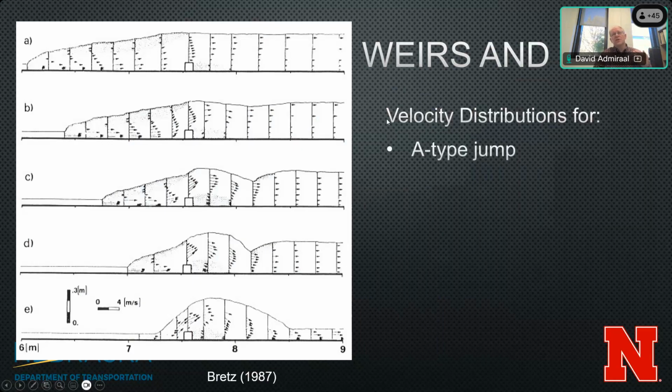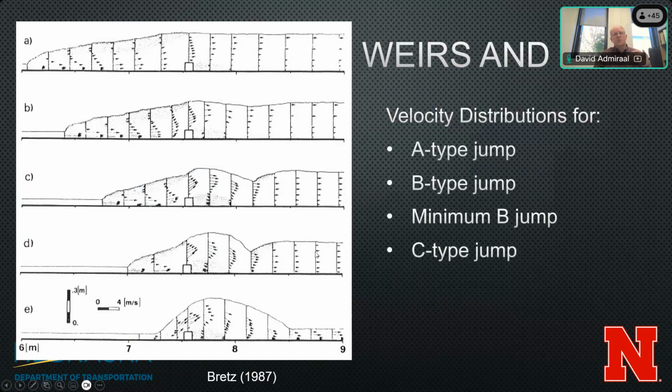And these cases, this is called an A-type jump. And this next one right down here is a B-type jump. And then we have a minimum B jump. And then we have what's called a C jump. And then we have a wave flow. And the wave flow is really not ideal.